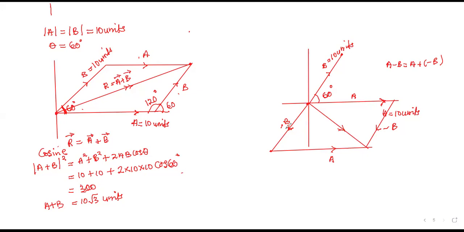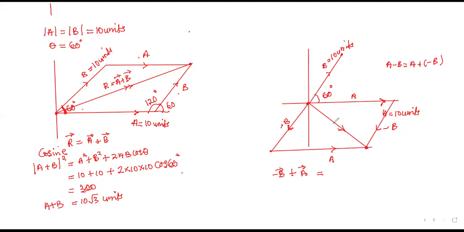Now this also obeys the triangle law of vector addition: negative B plus A must be equal to the resultant. If A goes horizontally and then negative B goes down, the shortcut will be drawing a vector from the common point to the head of A.